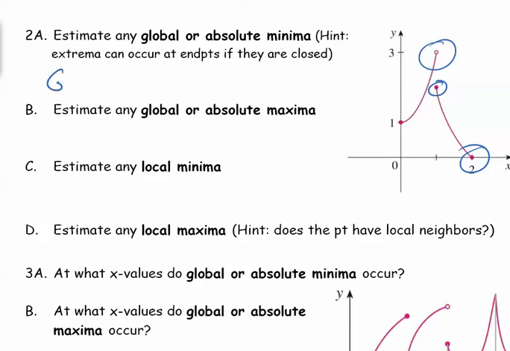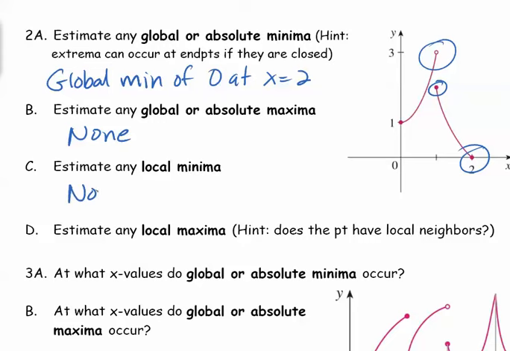So there is a global minimum of 0 at x equals 2, and there is no way that we can name an absolute maximum. And the same thing for local minimum. We can't go at an endpoint, so none. And local maxima, and again, we might consider only this point up here, but there is no highest value because it's an open point, so we'd have to say none.